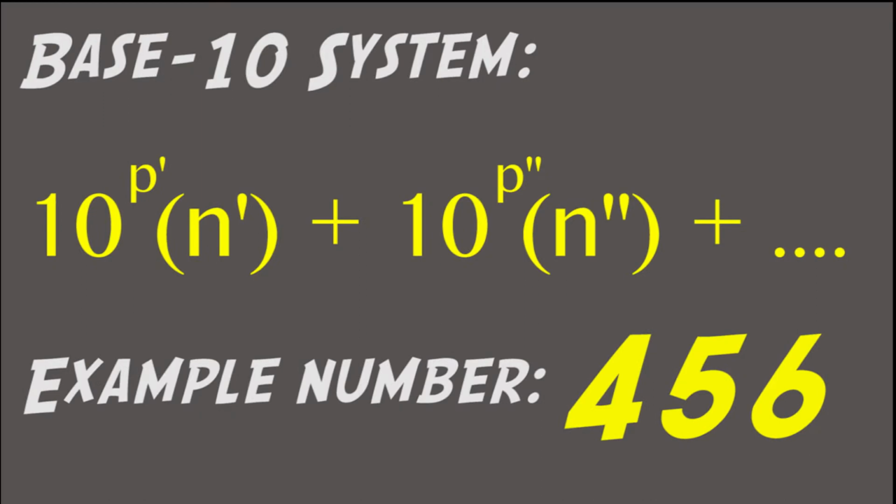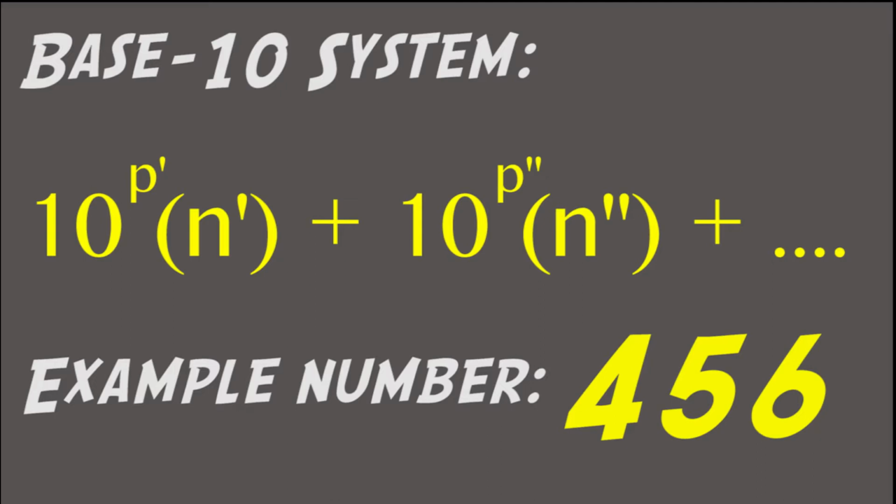Base 10 is the system we use every day, and how it works is any base 10 number can be represented by the equation shown here, where 10 to the power of some number p multiplied by some number n is added to another one of these expressions. P is determined by the place or position the number is holding. The rightmost number is represented by p equals 0, and since we're dealing with base 10, there are 10 possibilities for n, 0 through 9, and that's the number we read.